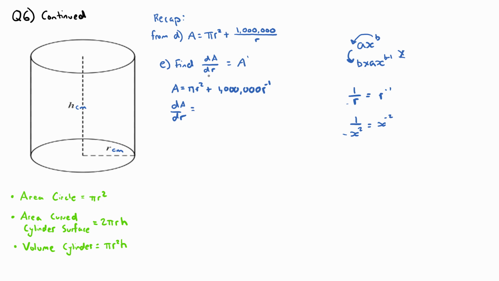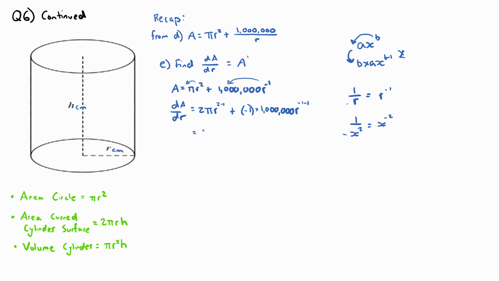We have two terms, so we'll do them one by one. Pi r squared, we bring the power down the front, so 2 pi r, and then we subtract 1 off the power, so 2 minus 1. And then, I will write plus. The minus 1 comes out the front, and that's times 1 million r to the, and we subtract 1 off the power.